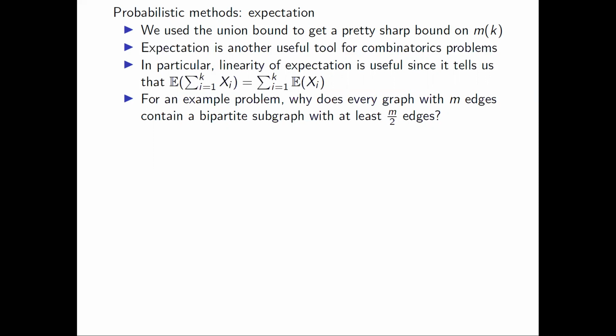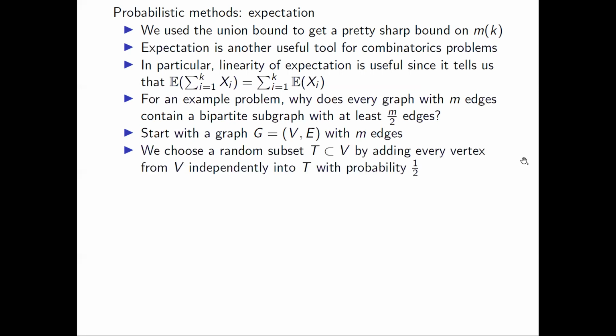So here's an example problem where we can use expectation to get a bound. So the question is, why does every graph with m edges contain a bipartite subgraph with at least m over 2 edges? So we're going to prove this, again doing an experiment involving randomness, but this time we'll use expected values. So we're going to start with an arbitrary graph G, and it's going to have m edges. And we're going to have to show that G contains a bipartite subgraph with at least m over 2 edges. We'll assume the vertex set of G is V and the edge set is E.